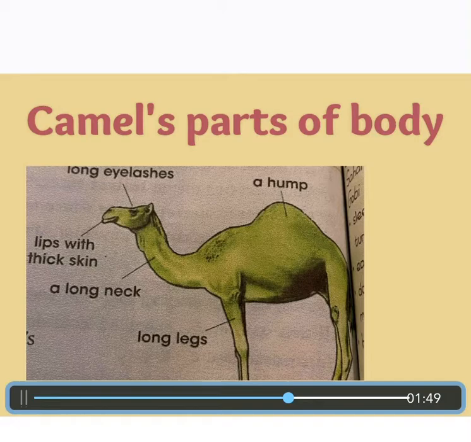So, what are the camel's parts of body? The camel has long eyelashes. Yes, excellent, Tez. The camel has lips with thick skin. Excellent, Osama. The camel has a long neck. Very good, Rauha. The camel has long legs. Wow, excellent, Serene. The camel has a hump. Very good, Abdulaziz. The camel has wide, round feet. Well done, Muhammad. Excellent. So all these are the camel's parts of body.